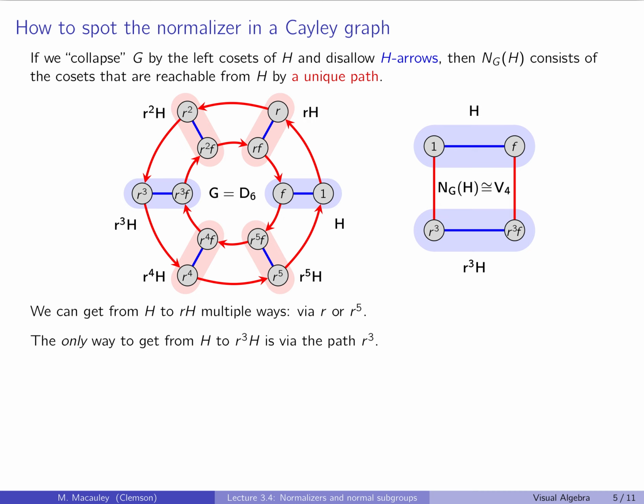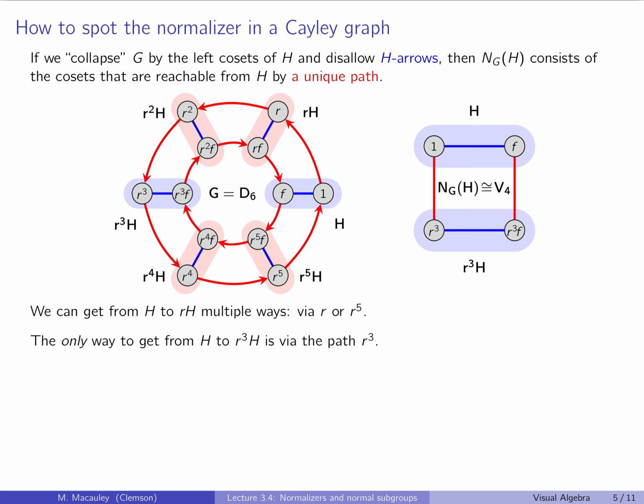So if we collapse G by the left cosets of H, and we disallow H arrows, then the normalizer consists of the cosets that are reachable from H by a unique path. So what do I mean by that? So let's do an example. This coset, how can I get there from H? Well, there's two ways. I can follow the R arrow from 1, or the R to the 5th arrow from F. That is not a unique path. There's two ways to get there.